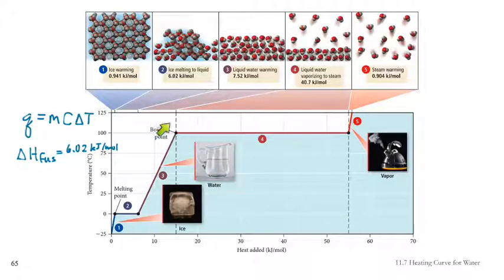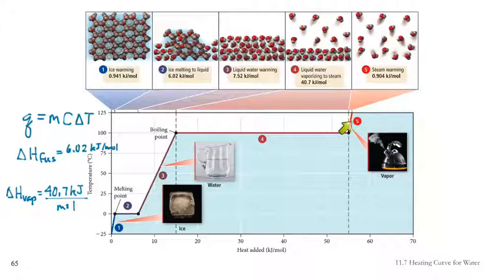Then as the water boils and changes from a liquid to a gas, we're using the heat of vaporization. Heat of vaporization for water is much higher. It's 40.7. I don't expect you to remember those numbers. 40.7 kilojoules per mole. That's why this line is much longer than this line, because you have to add a lot more heat to boil all that water. So the temperature won't change until you've boiled all the water.